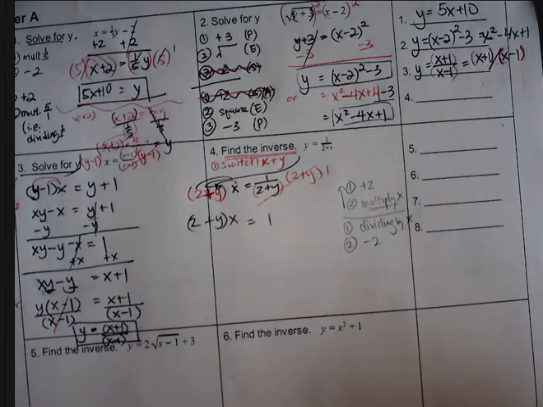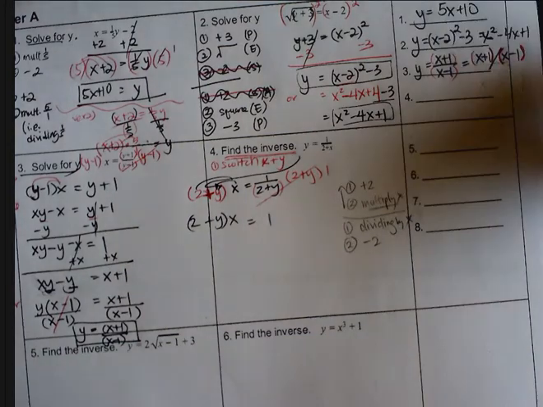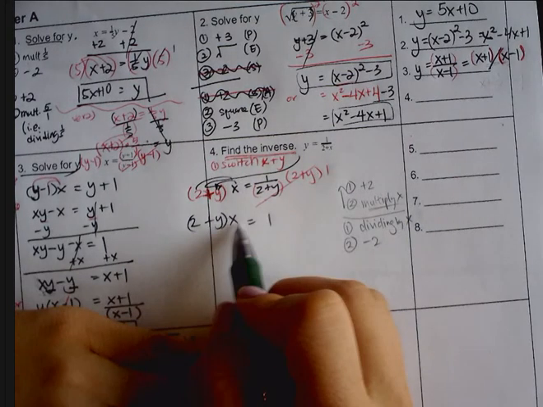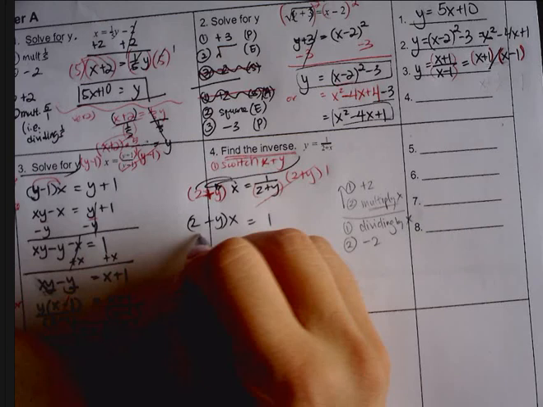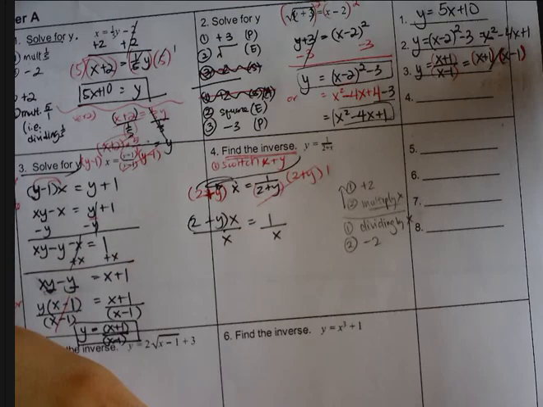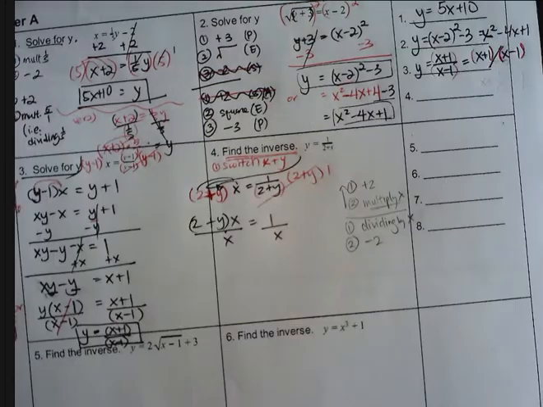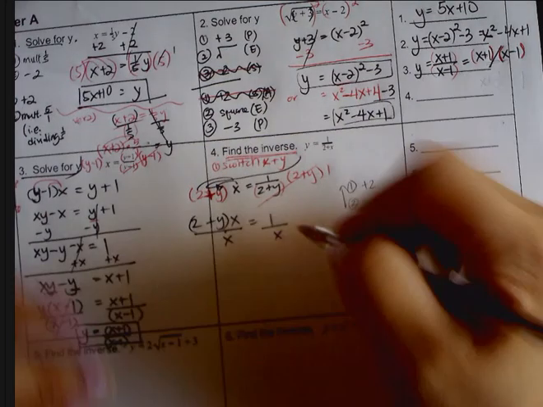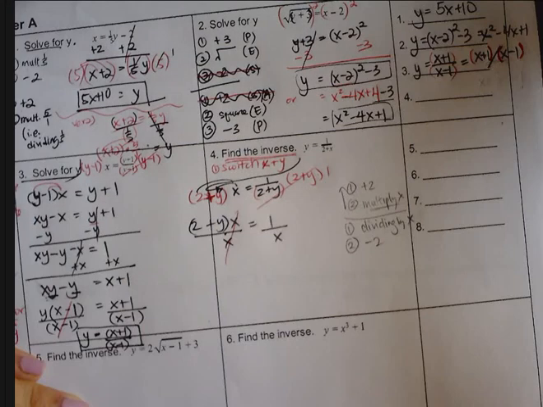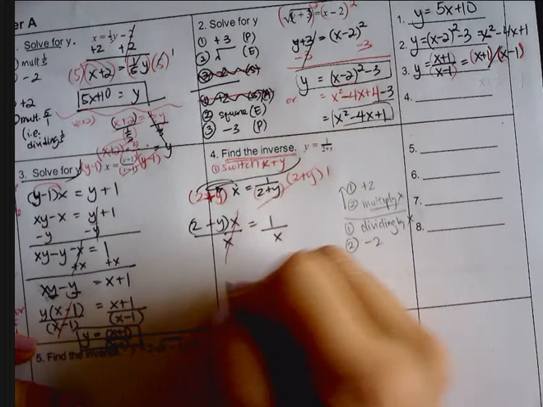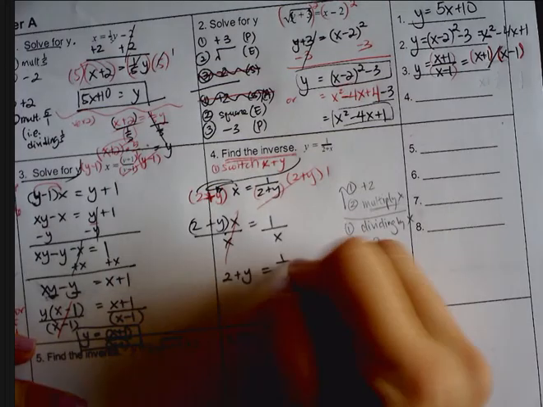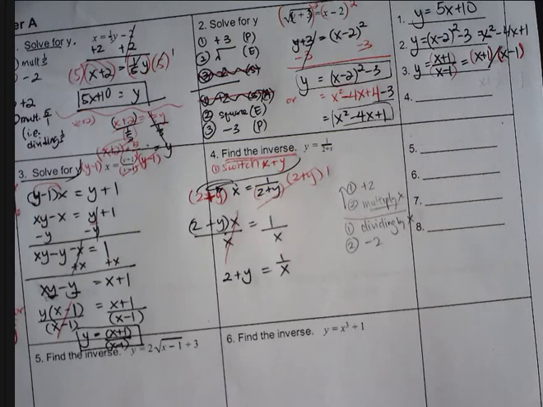The nice thing about that is that now y is one step closer to being by itself. Now who's bothering the x? The 2. How do we get rid of that? By subtracting. So y is going to be 1 over x minus 2. And if you left it like that, I gave you credit.